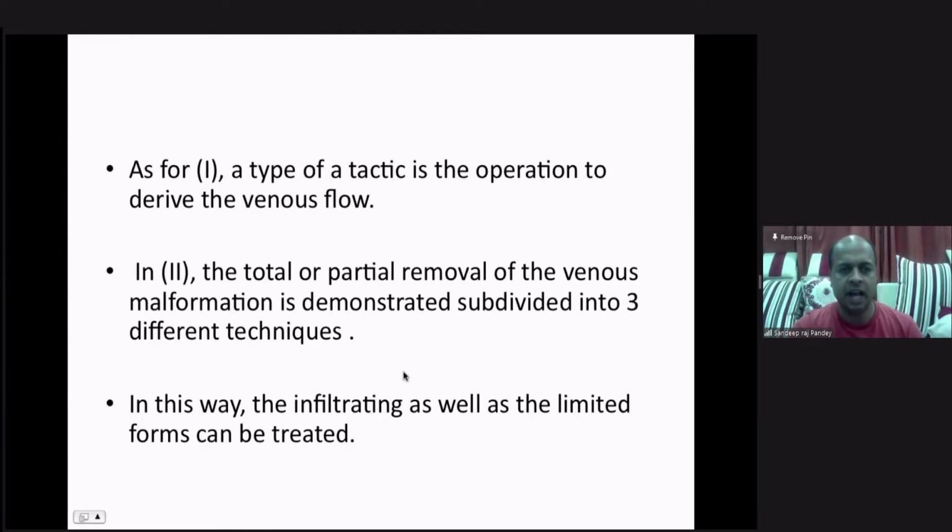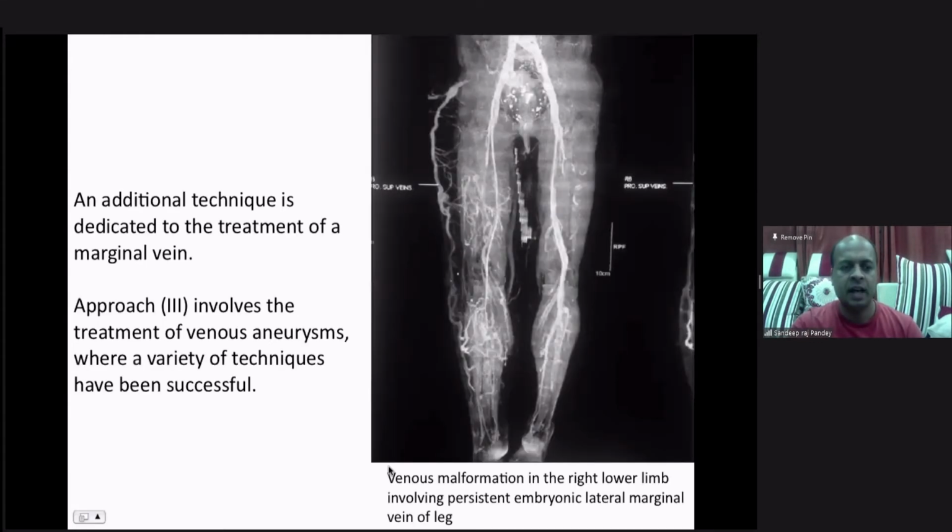As for type 1, a tactic is the operation to drive the venous flow, with total or partial removal of the venous malformation, subdivided into 3 different techniques. In this way, the infiltrating as well as the limited forms can be treated. An additional technique is dedicated to the treatment of the marginal vein. Approach 3 involves the treatment of venous aneurysm, where a variety of techniques have been successful. This is a venous malformation in the right lower limb involving the persistent embryonic lateral marginal vein of the leg.